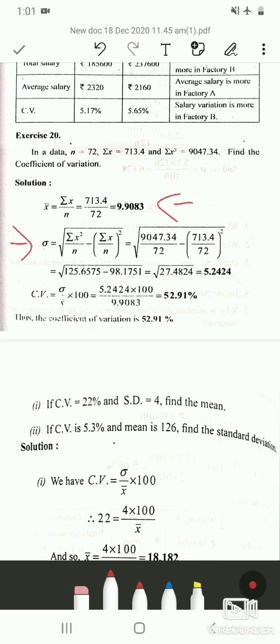For a given data we can calculate standard deviation as square root of summation x square divided by n minus summation x divided by n whole square. We have all the required data, so substitute them and then simplify. You will get sigma as 5.2424. And then they have asked to find out coefficient of variation, which is standard deviation divided by arithmetic mean into 100. Again substitute the values, and you'll get the CV as 52.91%.